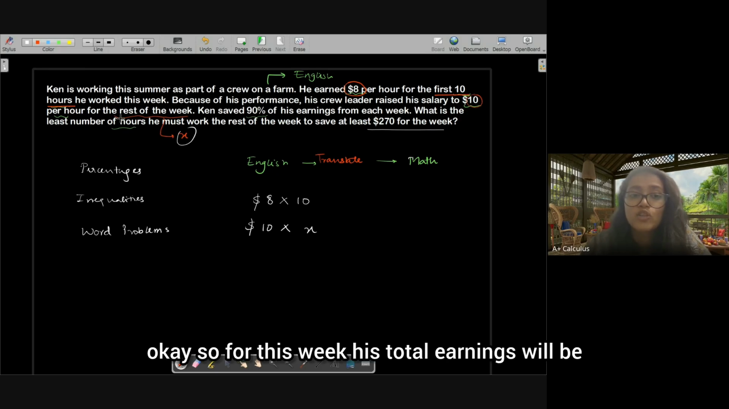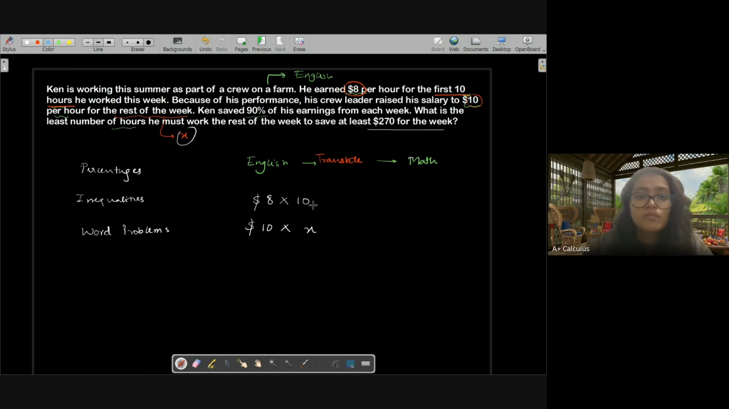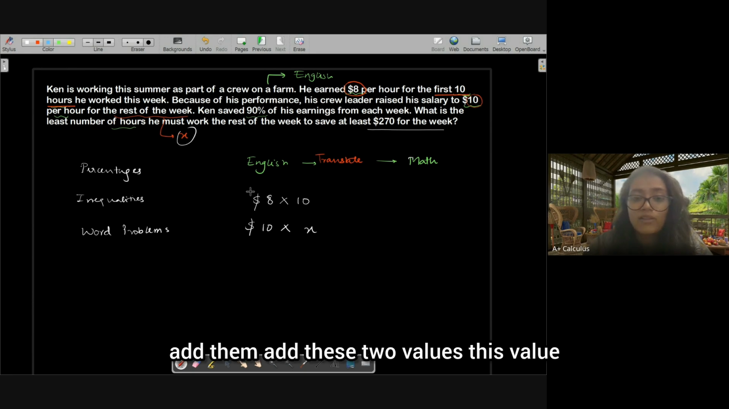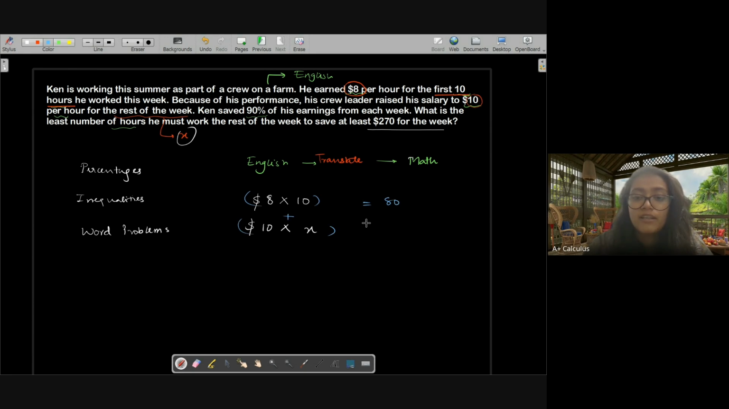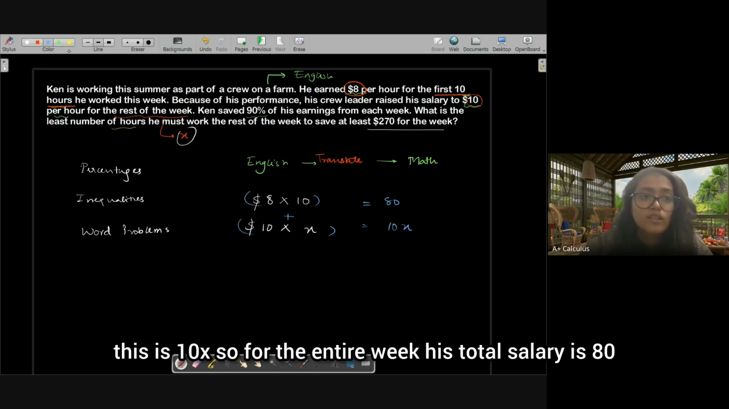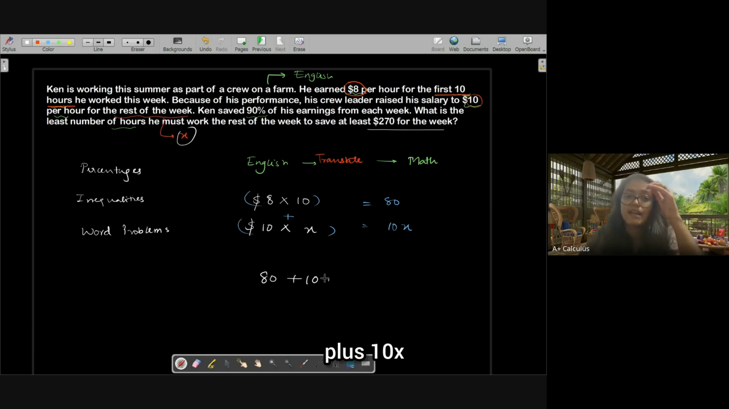So for this week, his total earnings will be, add these two values, this value plus this value. So this is 80, this is 10X. So for the entire week, his total salary is 80 plus 10X.